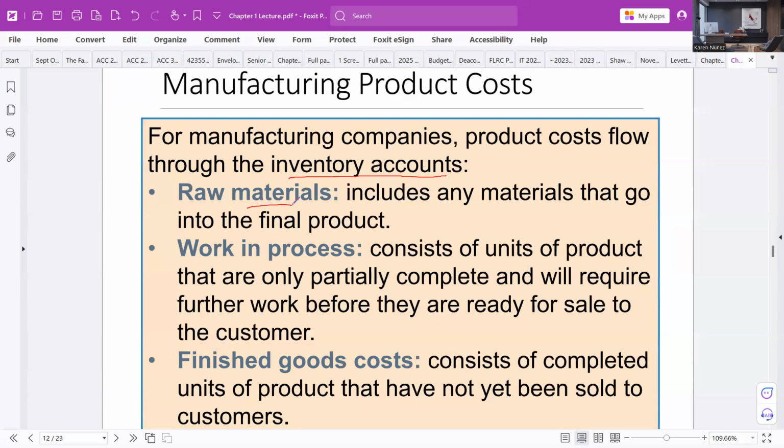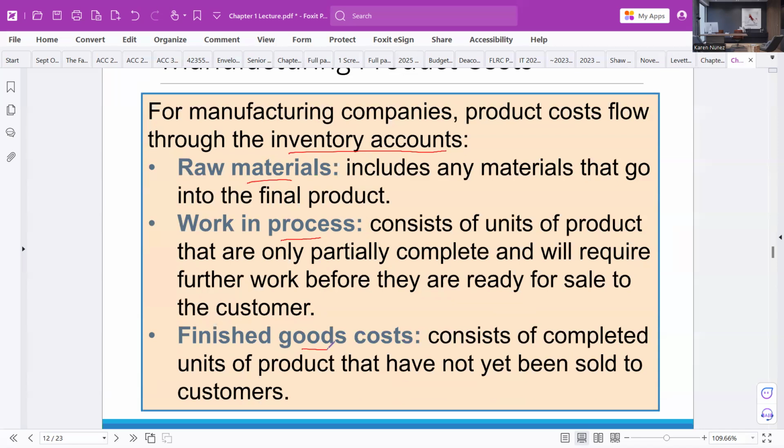So the materials, those direct materials costs, initially they go in the raw materials account. And then once we start production, the materials, the direct labor, and the manufacturing overhead, those costs are going to flow into the work in process account. And then when the goods are finished, when we complete production, all the costs leave work in process and they go to finished goods.